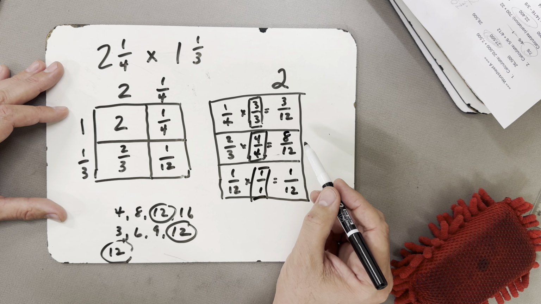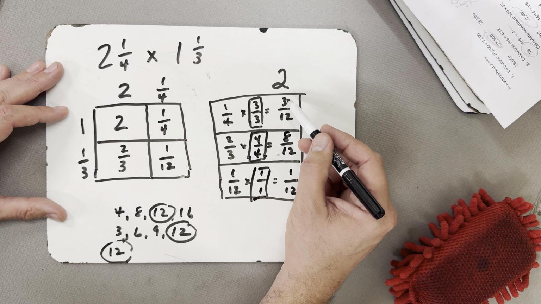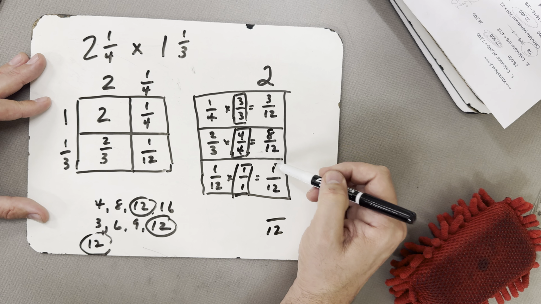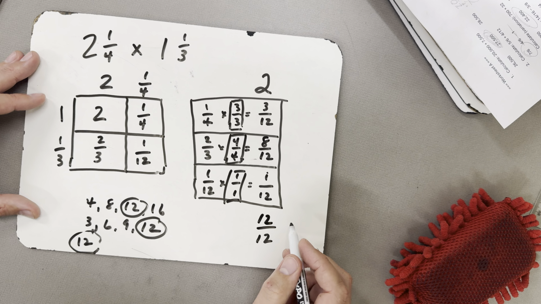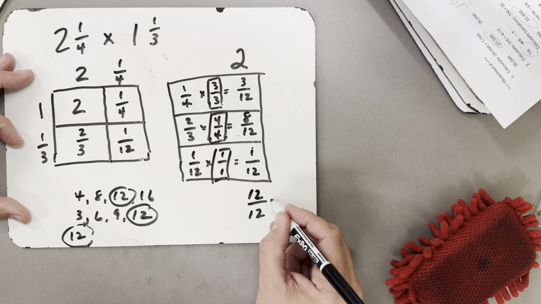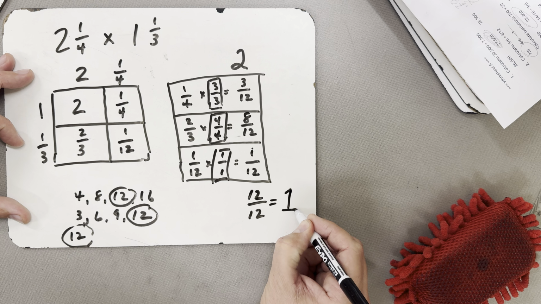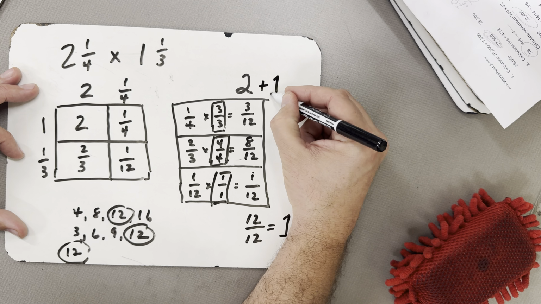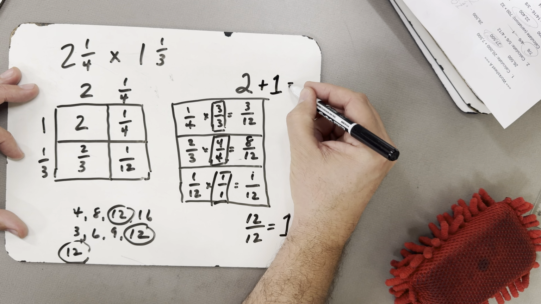All right, so now I end up with 8, 9, 10, 11, 12 12ths, okay? When I add these up, I'm going to get 12ths. So I end up with 12 12ths, which as we hopefully know is the same as 1. So I already had 2. I add my 1, and my answer here is 3.